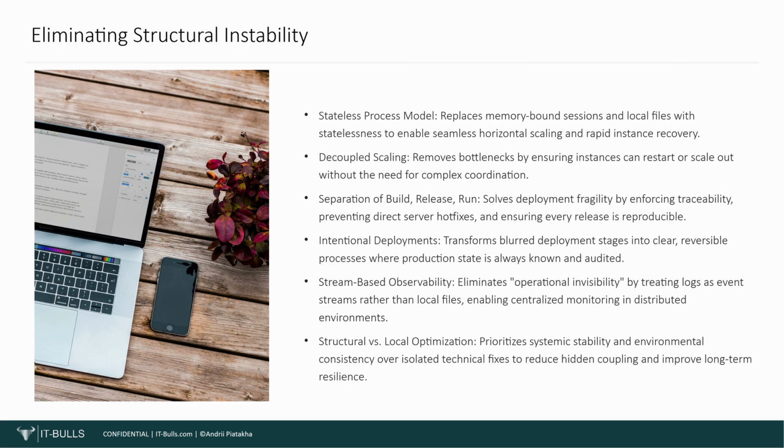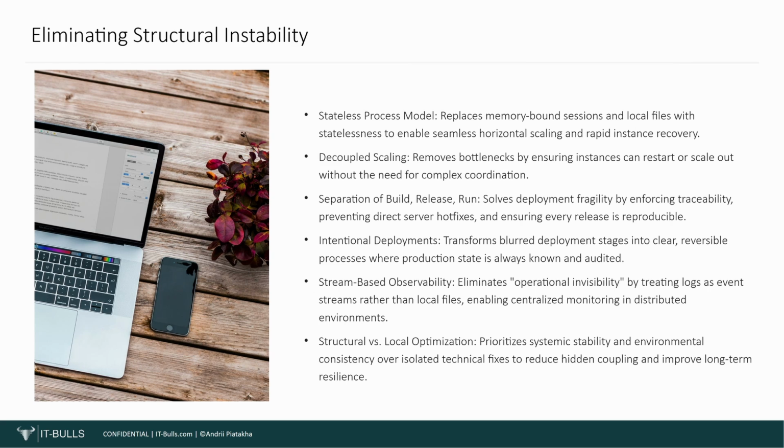Finally, there is the problem of operational invisibility. Applications that do not treat logs as event streams or that depend on local files for monitoring become opaque in distributed environments. 12-factor promotes stream-based logging, which enables centralized aggregation and observability across instances.